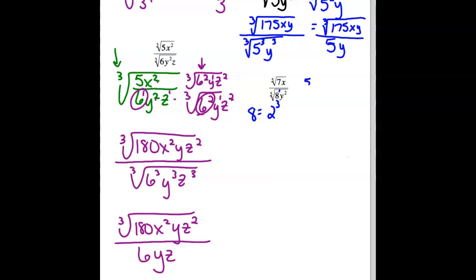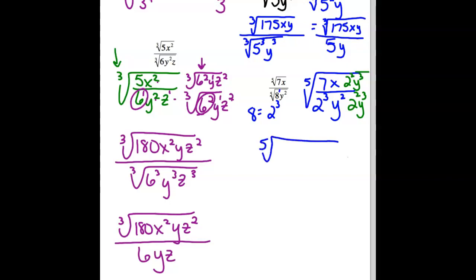All right, so let's look at this as the 5th root of 7x over, instead of that 8, I'm going to think of it as 2 cubed, and I have a y squared there. So to get a group of 5, I would need 2 more 2's, and I would need 3 more y's. And I'm just going to extend that 5th root symbol to put all of that under a 5th root.